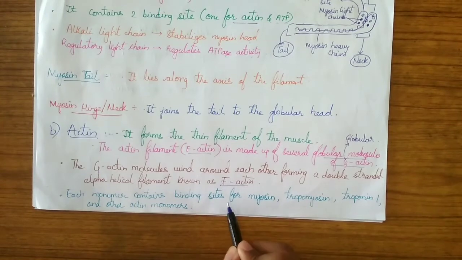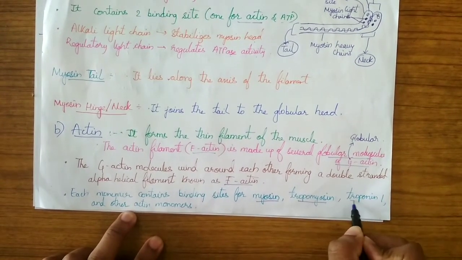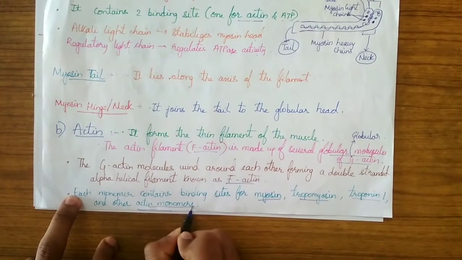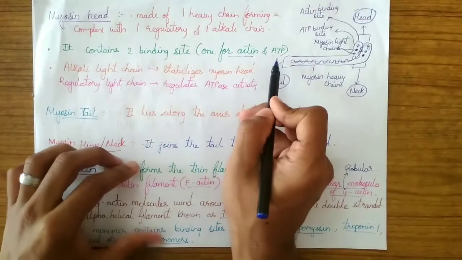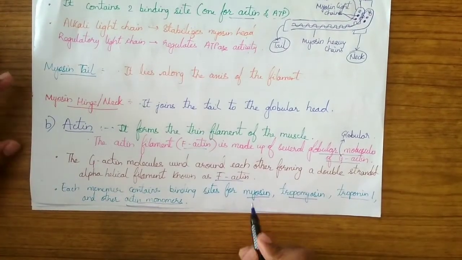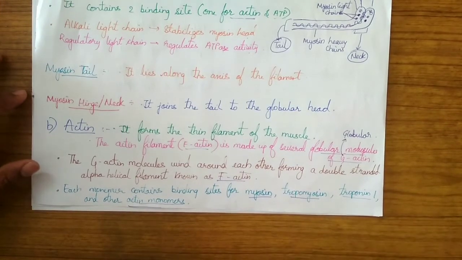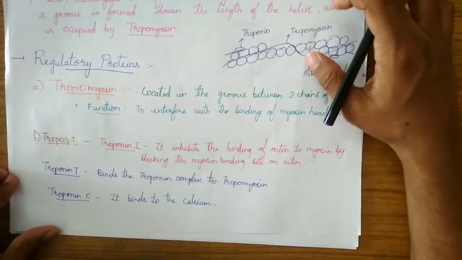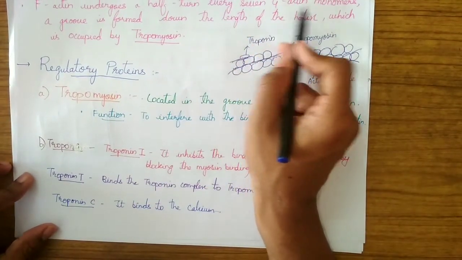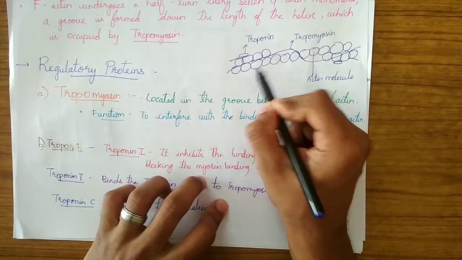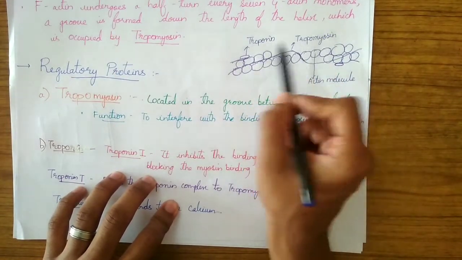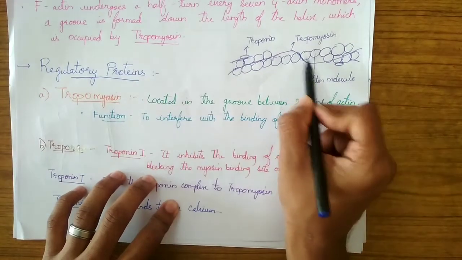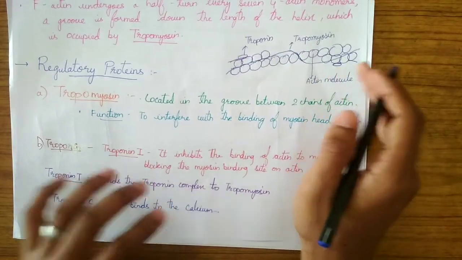Each monomer contains binding sites for myosin, tropomyosin, troponin I and other actin monomers. So the myosin contains two binding sites, one for actin and one for ATP. Actin contains binding sites for myosin, tropomyosin, troponin I and other actin monomers. The F-actin undergoes a half turn every 7 G-actin monomers, and there is a groove formation. In this groove there is a tropomyosin molecule. So the tropomyosin runs in this groove.